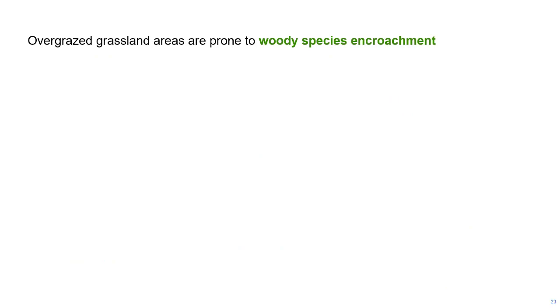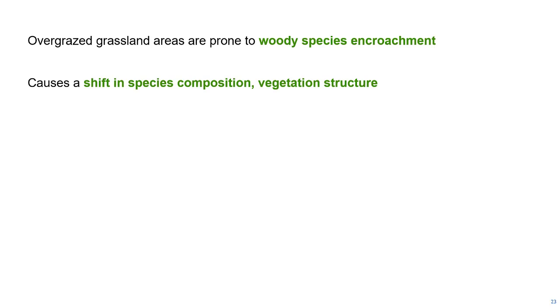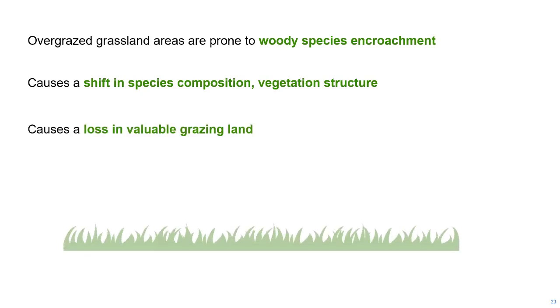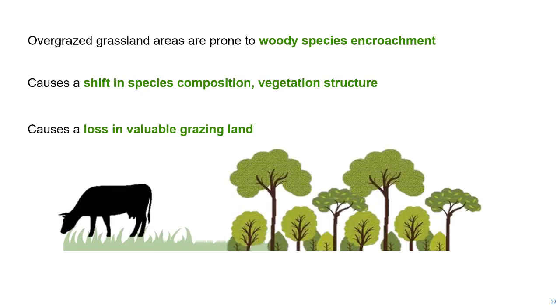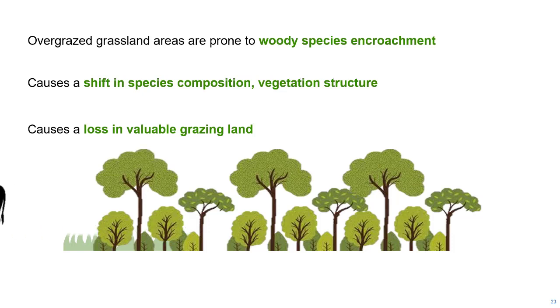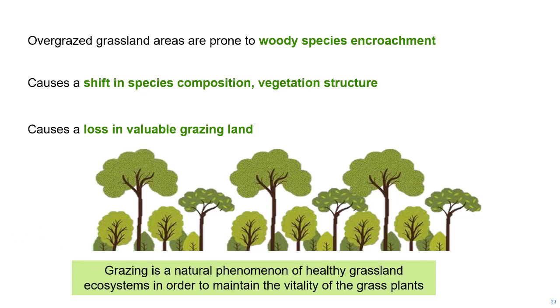Overgrazed grassland areas are also prone to woody species encroachment, which not only causes a shift in species composition and vegetation structure, but also a loss in valuable grazing land. Grazing is, however, a natural phenomenon of healthy grassland ecosystems in order to maintain the vitality of grass plants.